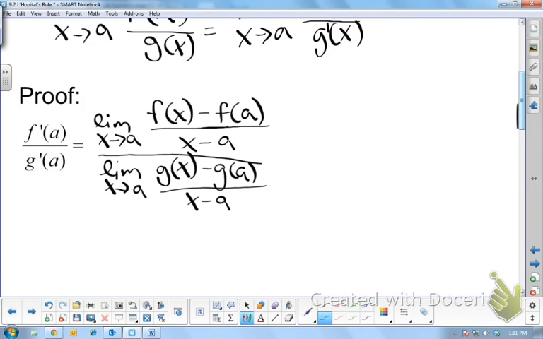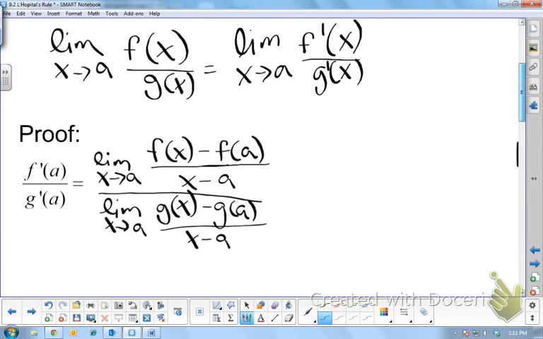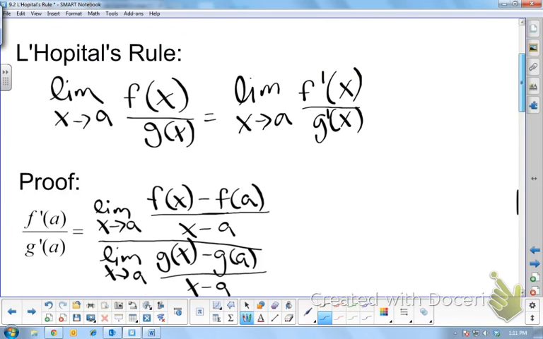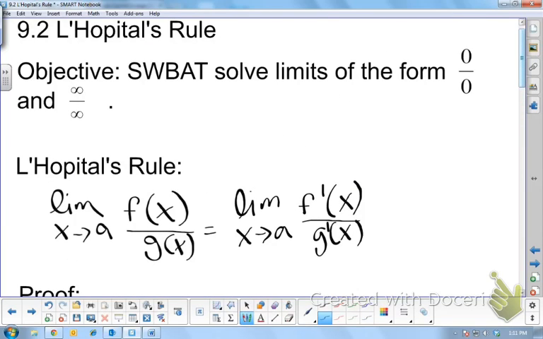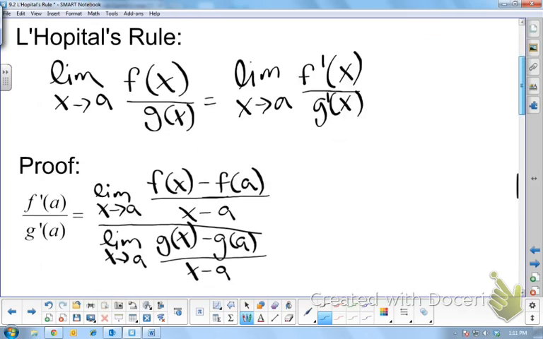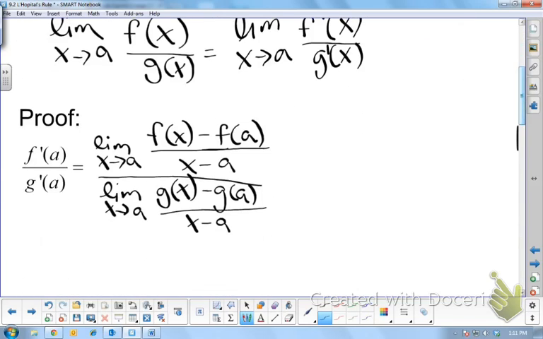So we know, sorry, I'm going to scroll all the way back to we know it works for the form 0 over 0 and infinity over infinity. The easiest proof to show is when it's 0 over 0. So we know this original limit, we would plug in A and we'd have f of A over g of A, which is 0 over 0, right? That's the only specific form we're proving right now.